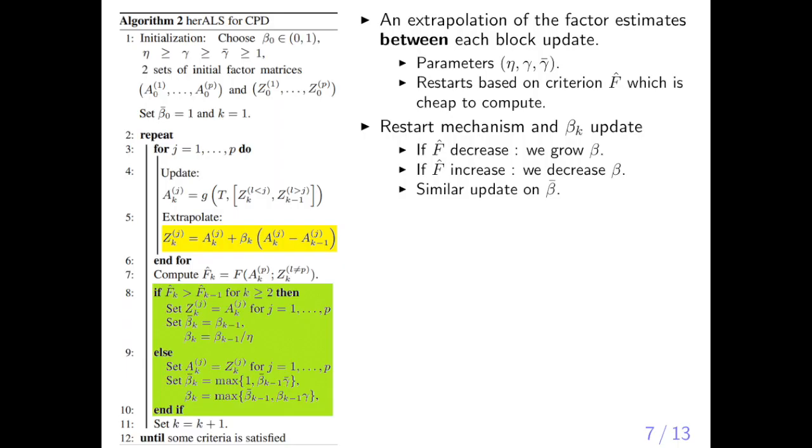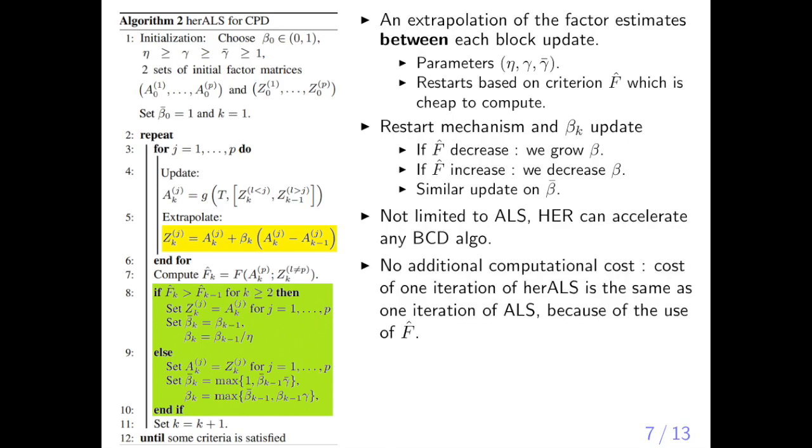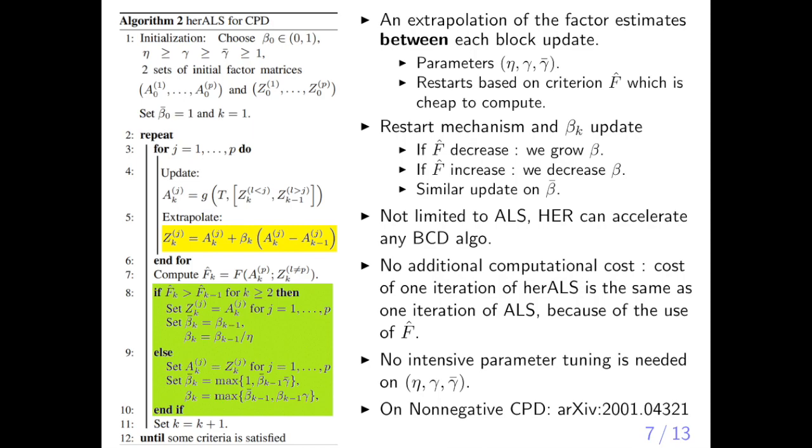In the process of updating beta, we also have an upper bound, the beta bar parameter. We also update this beta bar in a similar fashion as beta. So what are the features of HER? It can accelerate any BCD algorithm, not just ALS. And as we mentioned, the restart is very cheap, so there is no additional cost in doing the restart. Finally, this algorithm does not need heavy parameter tuning. And as a side note, this approach works very well also for the non-negative CPD.